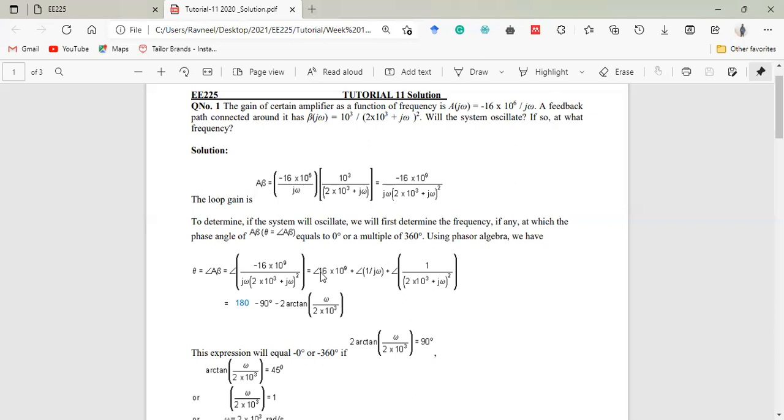So now the angle of negative 16 times 10 to the power of 9 is going to be 180 degrees or negative 180 degrees. What do you think? Guys, you there? Okay, so what do you think? The angle of negative 16 times 10 to the power of 9 will be negative 180 degrees or 180 degrees?